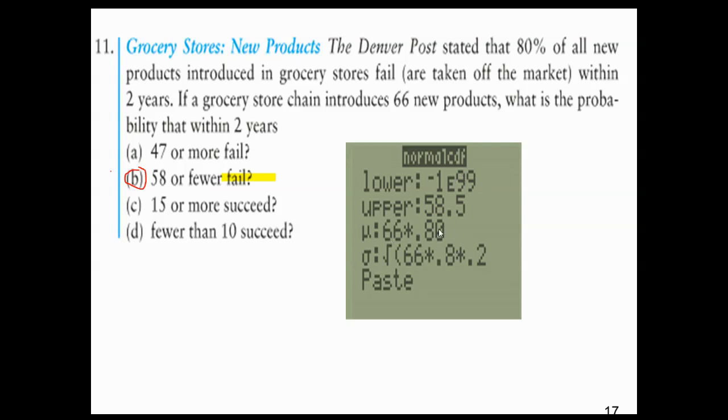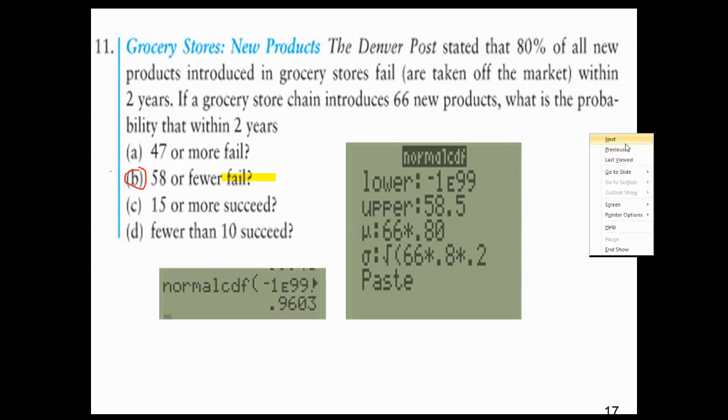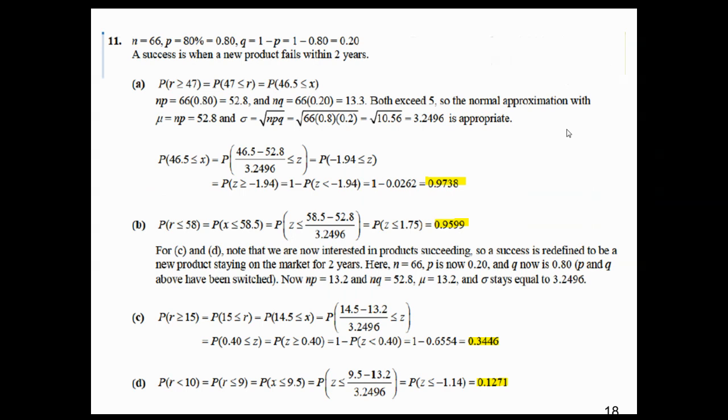Mu is n times p. Standard deviation is the square root of n times p times q. Well, obviously, if p is 0.80, then q, the complement, must be 0.20. That's no big deal. The calculator will do everything. And there's the answer to that one. And there's the answer to all A, B, C, and D.